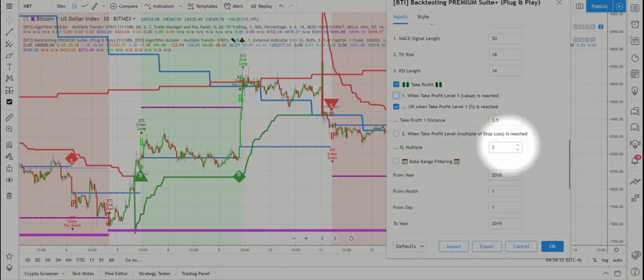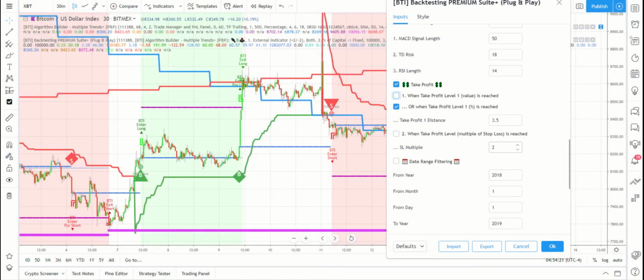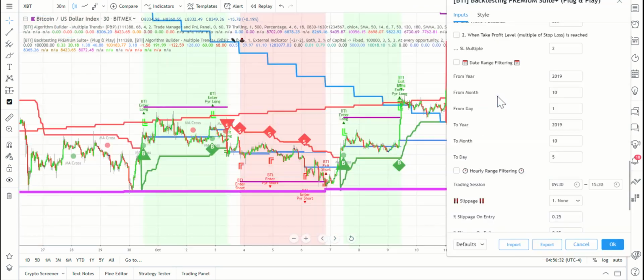This last option is a way to simulate the risk to reward ratio. Setting 2 indicates to the engine that, for every unit of stop loss, the exit profit level should be twice that. Comparatively to the entry price, if your stop loss is $100 away, the take profit will be $200.